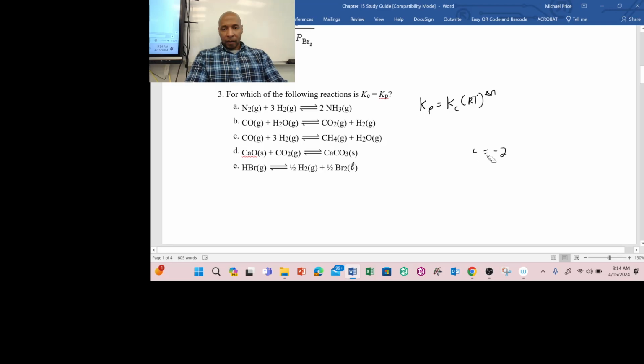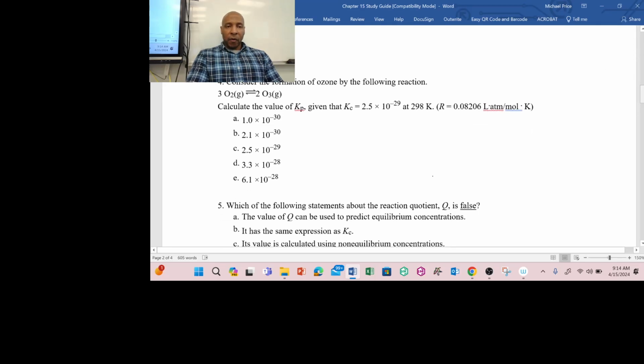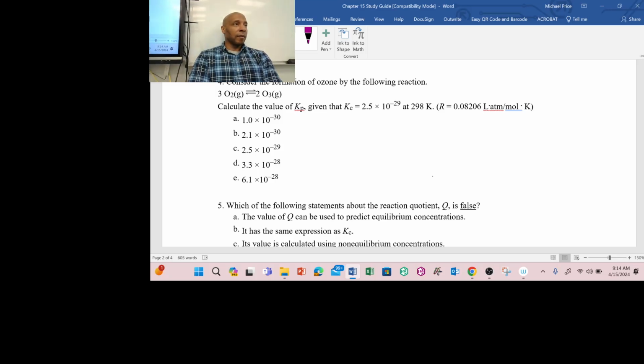Okay, so far so good, right? So number 4 says, consider the formation of ozone by the following reaction: 3O2 yields 2O3. Calculate the Kp given that the Kc for this reaction is 2.5 times 10 to the negative 29. Now I want you guys to tell me what delta N is equal to. Negative what? Okay. Does everybody concur?